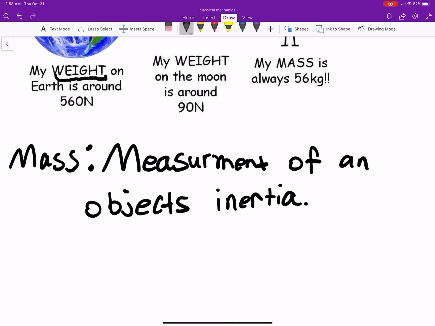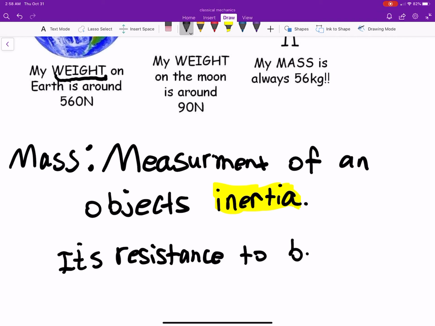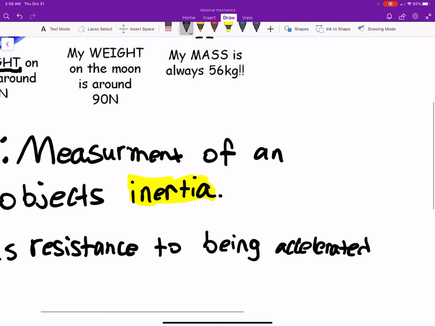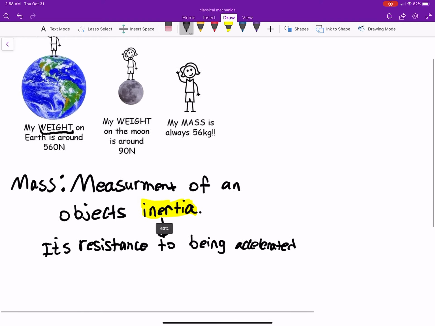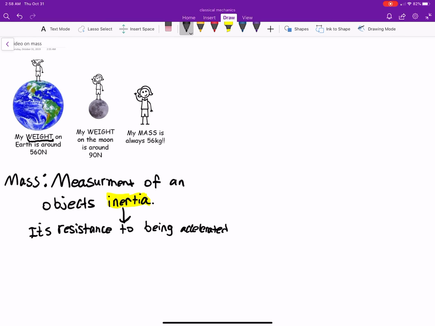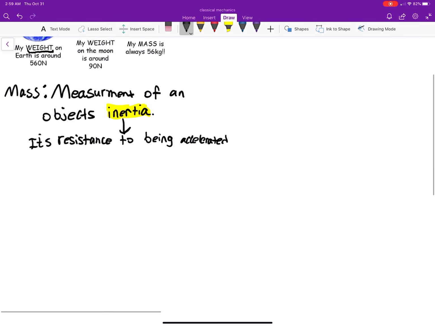Now, just to review, what does this word mean? The way that I would think of this is its resistance to being accelerated. That's what I would think of. So let's think about that a little more conceptually.